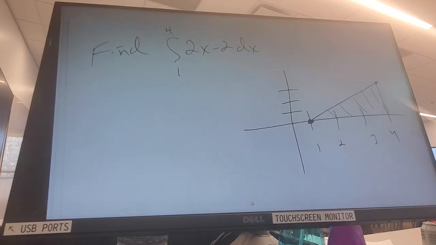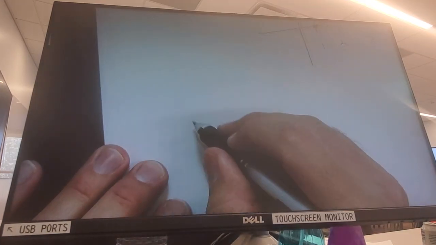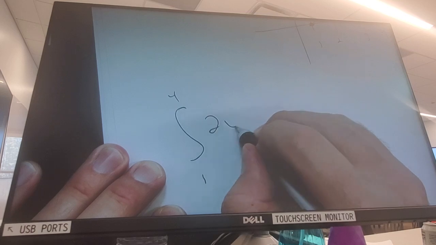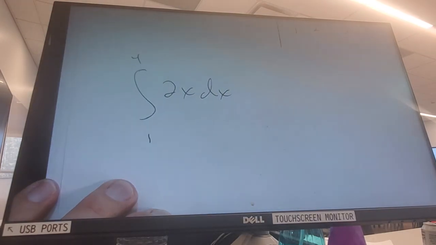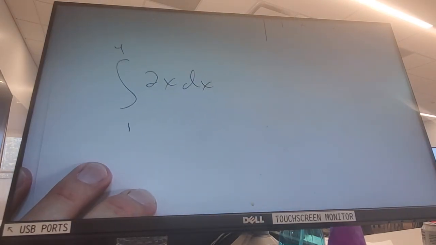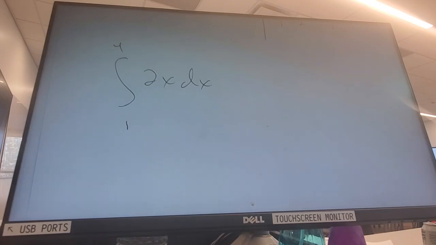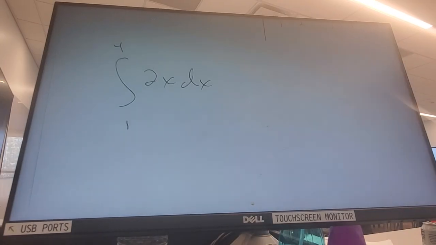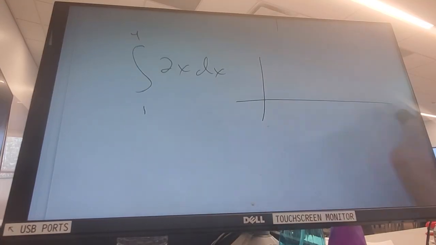Let me up the stakes here. What if I wanted this instead? Graph that. Show me the region that it's referencing. If you're just coming in, good luck. Try and do it.